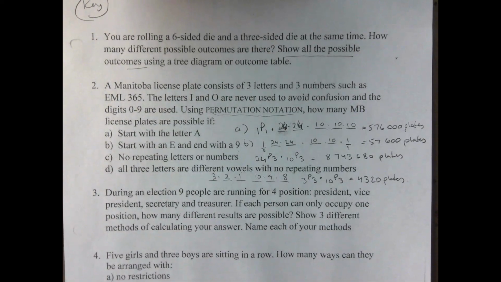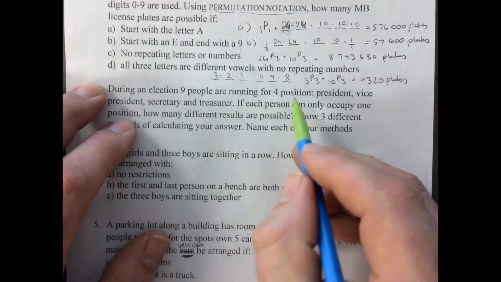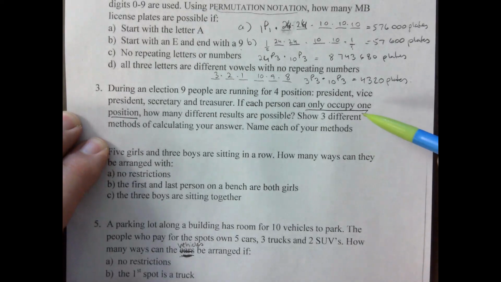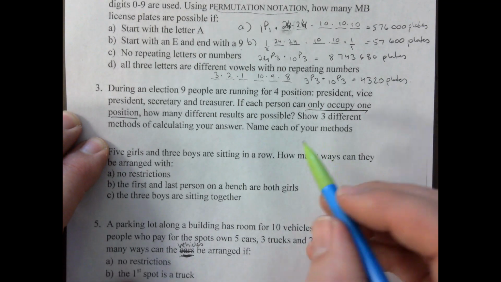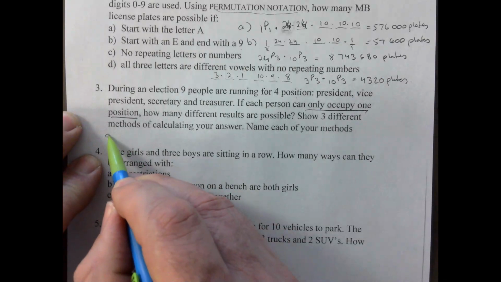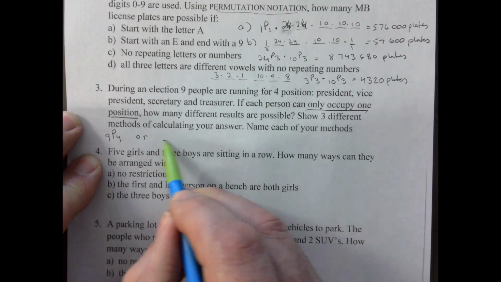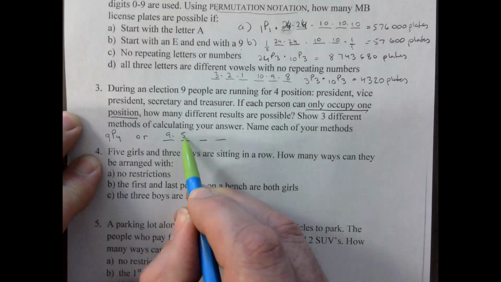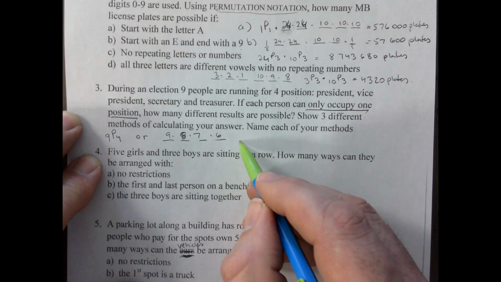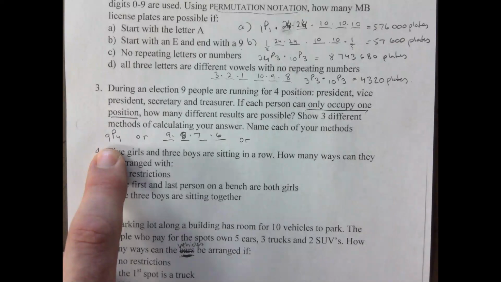We're good? Next, we have 9 people running for 4 positions, and you can only occupy 1 position. That would make a big difference, right? Repetition, no repetition. Show three different methods of calculating this. So I kind of just wanted you to go 9 pick 4, right? Or you could go 4 positions, so 9, 8, 7, 6. What's the third? The factorial notation, but we're not going to take any marks off today.